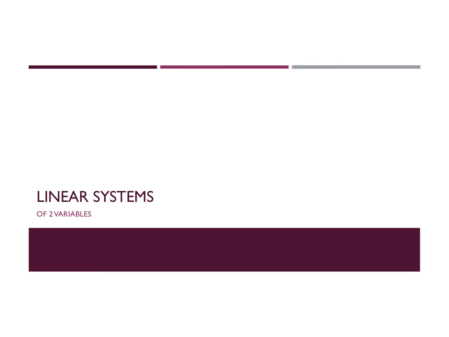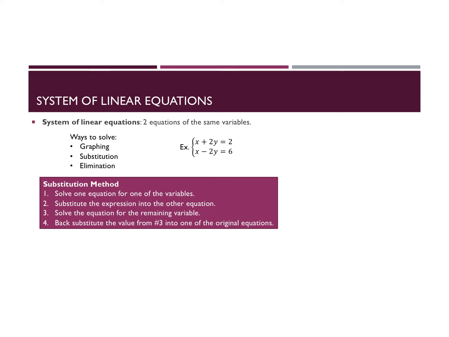Today you will be solving linear systems of two variables. So a system of linear equations is two equations of the same variables. Typically we will see something like this with the squiggly bracket. You have two equations with the same two variables.